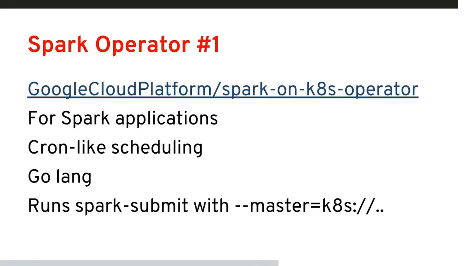But the GCP operator also contains something called a scheduled application, where you can use cron-like expressions to describe, for instance, each hour, or each midnight, run some tasks, for instance, those batch processing jobs that happen in a bank during the night. It's written in the Go language, and yeah, that's the GCP operator.